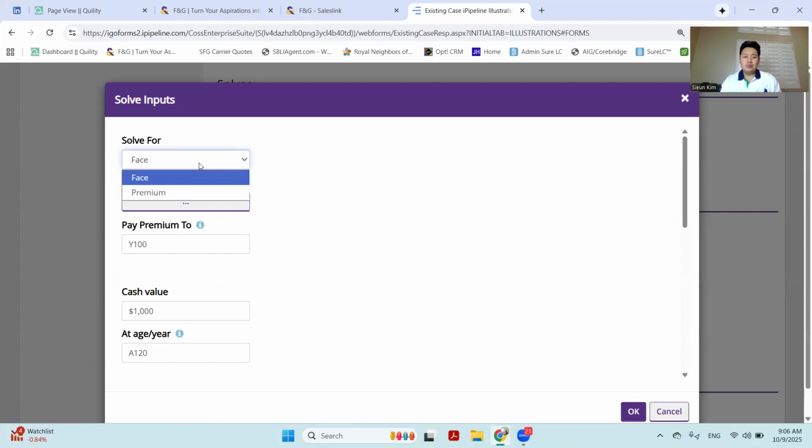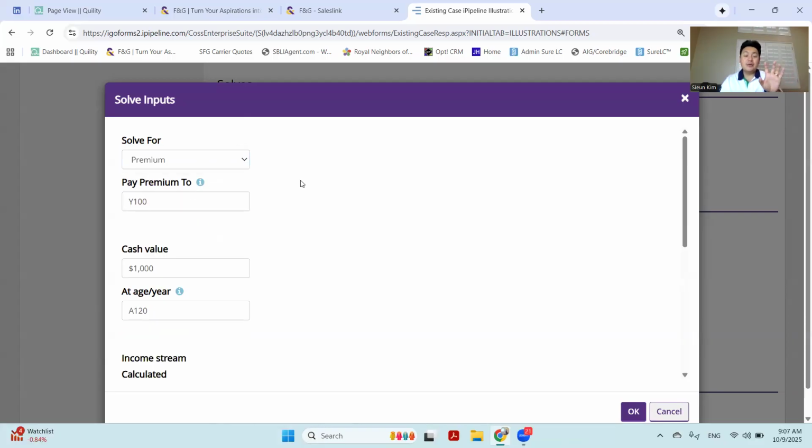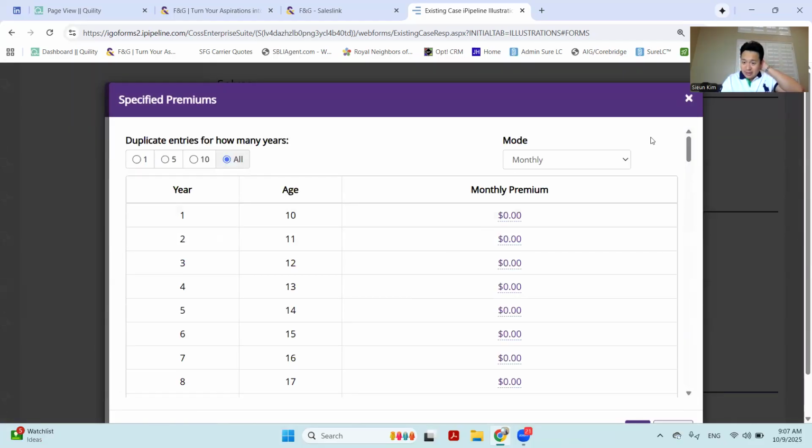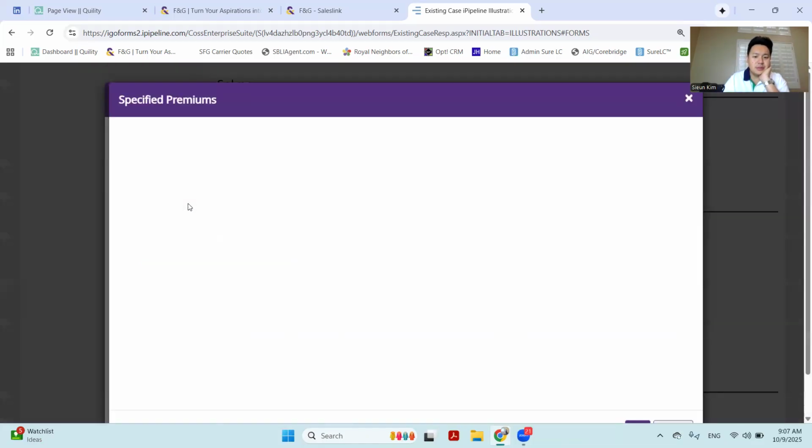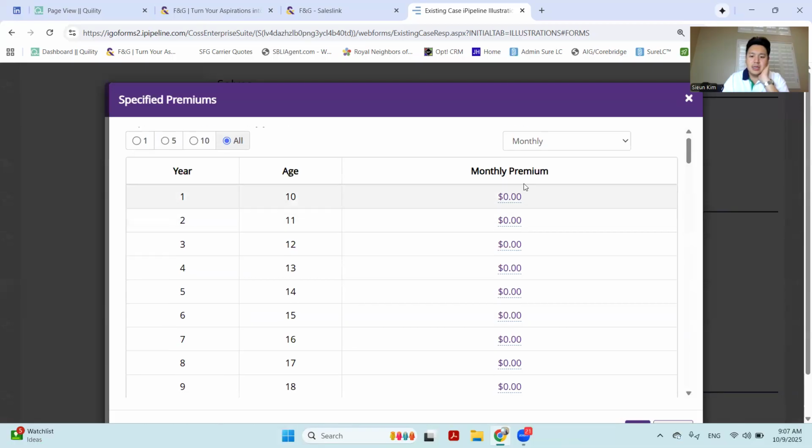If you wanted to put the face amount the client desires, let's just say it's $300,000 coverage the client wants, then you're going to click solve for premium so you can solve for how much premium the client has to pay based on a $300,000 death benefit. So leave it at face, okay? Leave it at face and specified premiums. You click on that. Monthly premium, you see $0.00. You're going to click on that and put the desired amount of how much the client wants to put in.